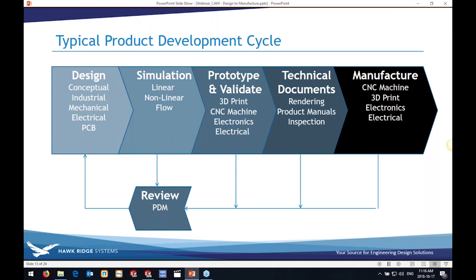You've got technical documentation to also produce. You've got renderings for marketing materials. You've got product manuals to produce. You've got inspection documents to create, and then you've got manufacturing right at the end of it. CNC machines, 3D printing, electronics, and production electrical, and all of that is kind of underlined by PDM and the review process.